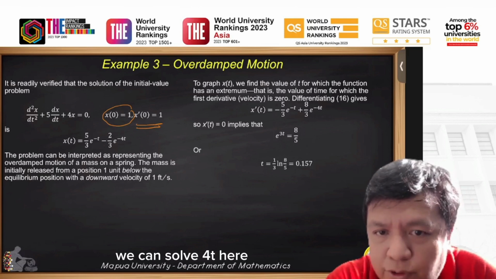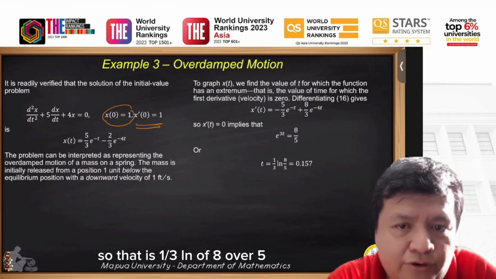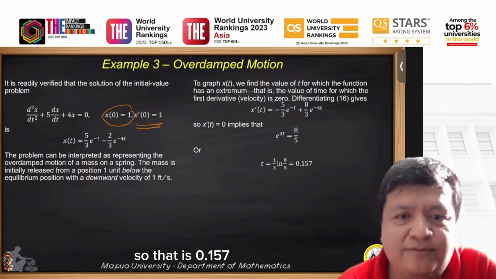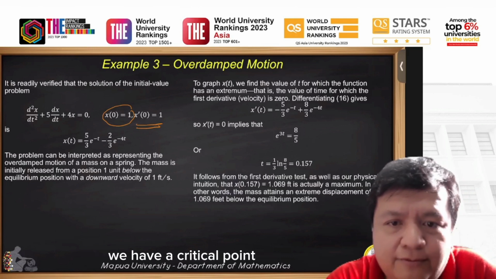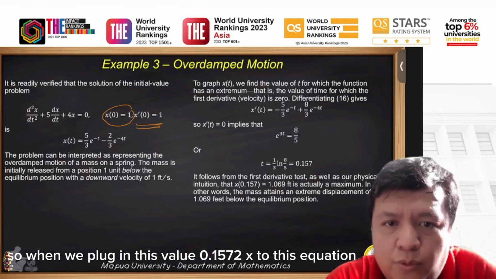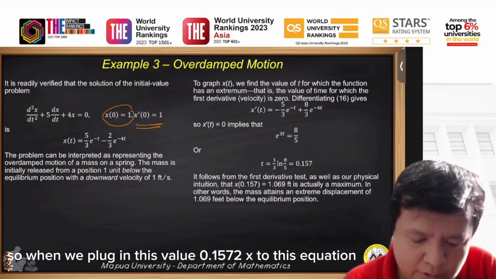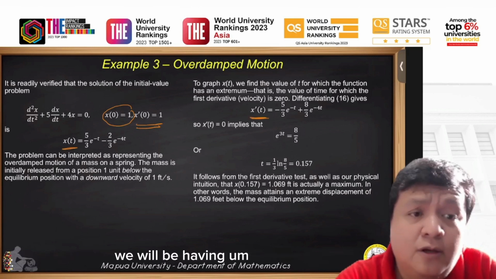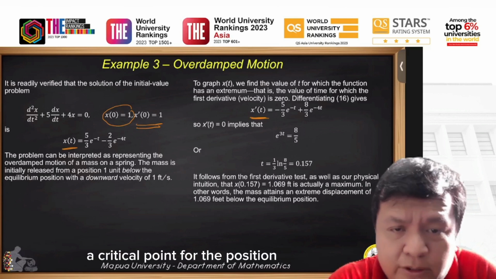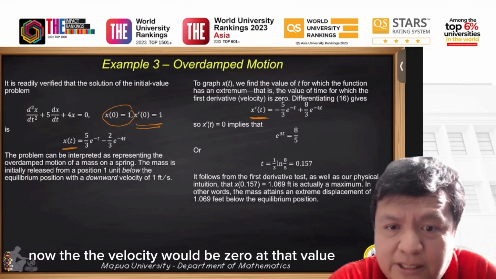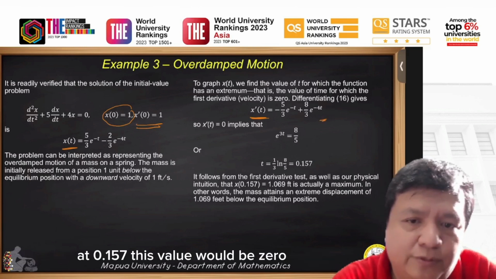Or we can solve for t here. So that is 1/3 ln of 8 over 5, which is 0.157. So at t equal to 0.157 seconds, we have a critical point. So when we plug in this value 0.157 into this equation and this one, we will be having a critical point for the position. Now, the velocity would be 0 at that value.